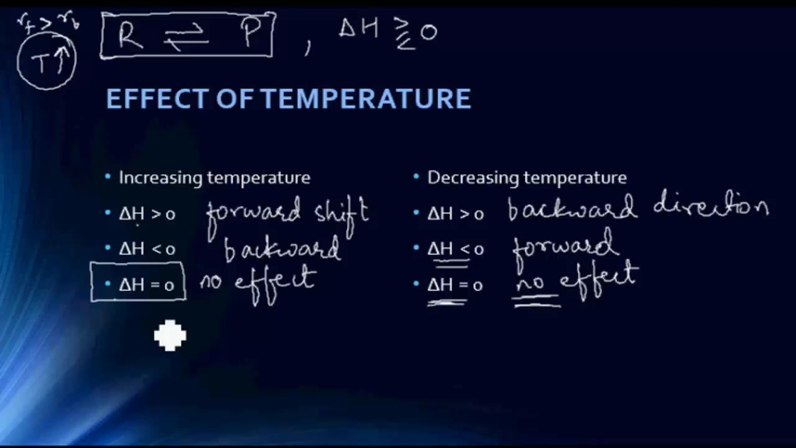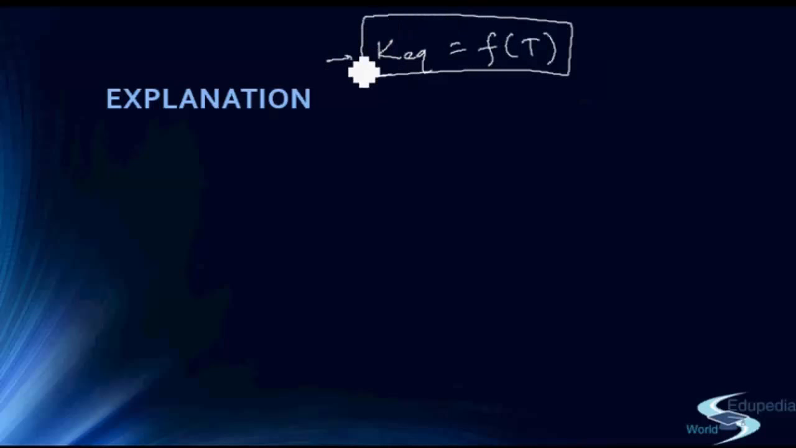So why is it so? Why is it that delta H values determine the temperature effect on systems present at equilibrium? Once again, we can look at it in two ways. One of the ways is the simple mathematical way. In that way, we just need to know the exact dependence of K equilibrium value as a function of temperature. So what is the equation which determines the value of K equilibrium if I change my value of temperature? This is something we'll study after 1 or 2 sessions, so don't worry about it.